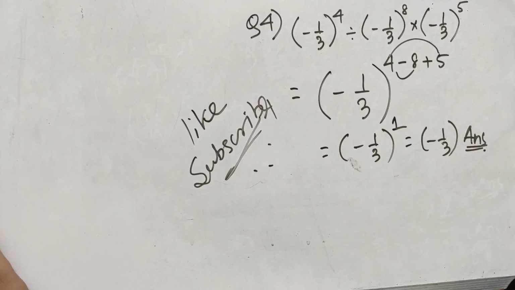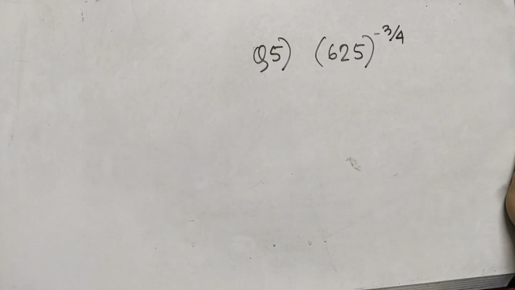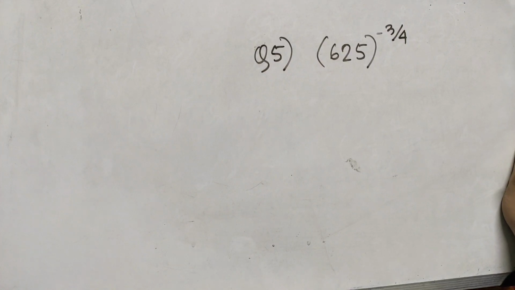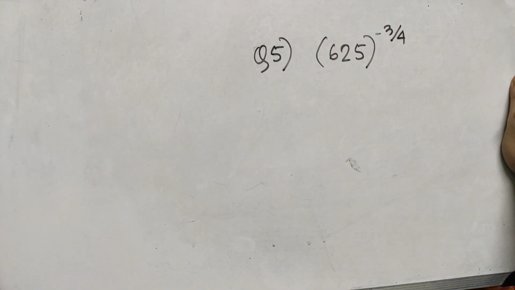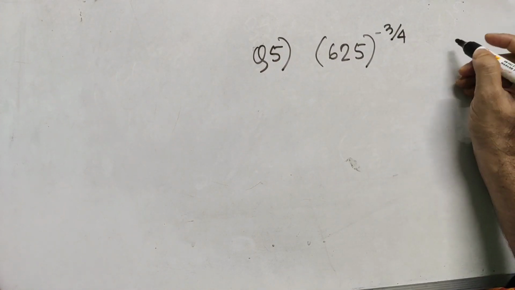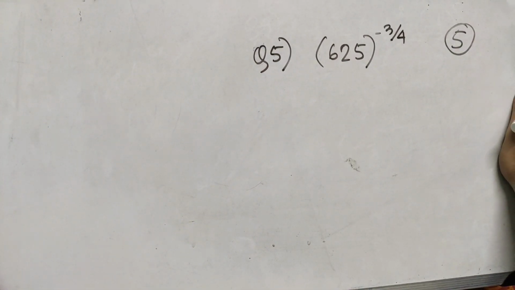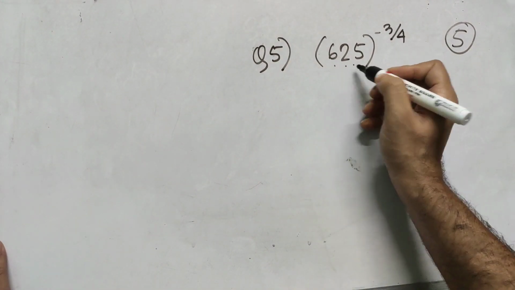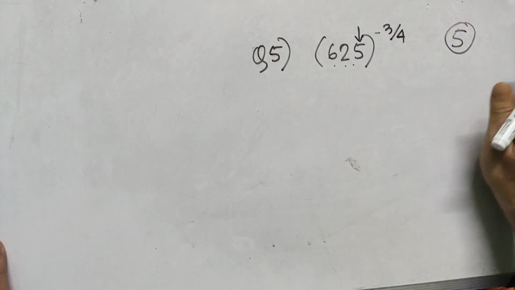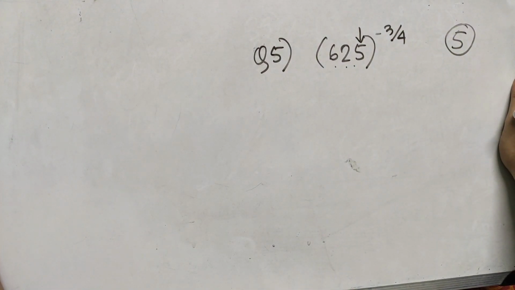Okay, let's do the next one. Now what do we need to do? The question says that this should be written in an exponential form of 5. So how can you do that? As you can see, 625 has the unit digit 5, that means it can be divided by 5. So let's do the prime factorization first.